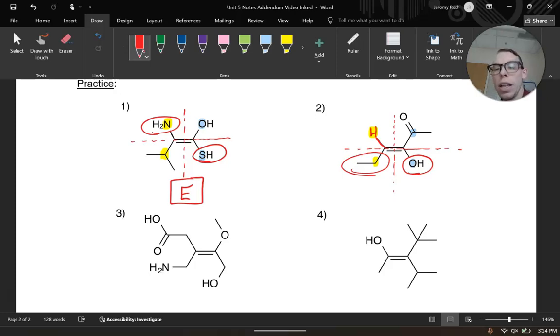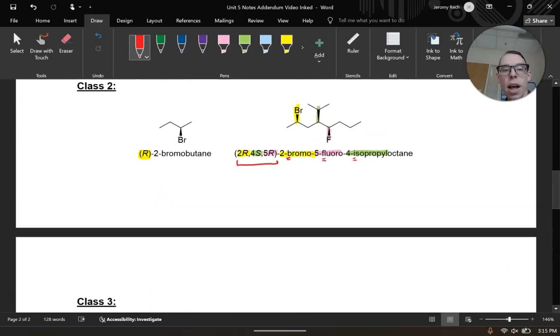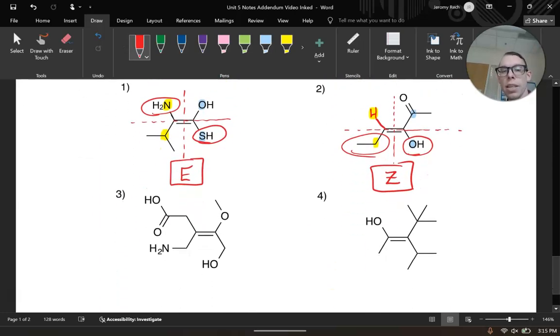And here we see that our higher priority groups, the things that we've circled, are sharing the same face. So they are on the same side. So we are going to use the Z descriptor for those. In terms of naming, we'll match the exact same process we did with R and S. Instead of having an R or an S, we're going to do an E or a Z. And if we have multiple, we'll give locants for where they exist. So we treat the exact same thing as R and S, but here we're going to have E and Zs.